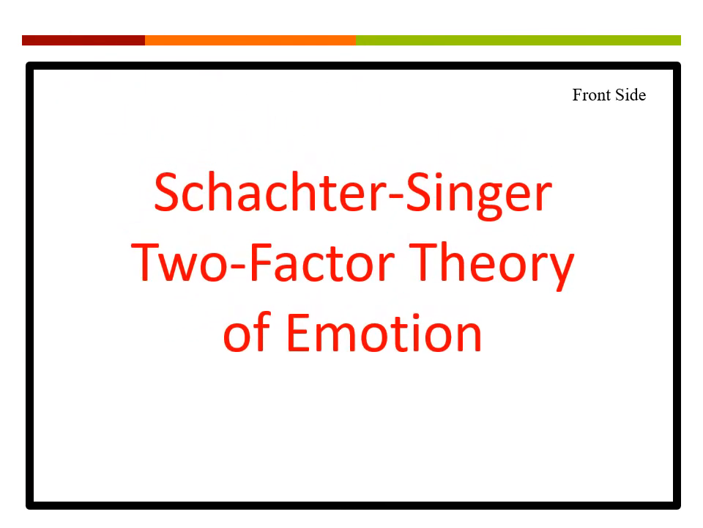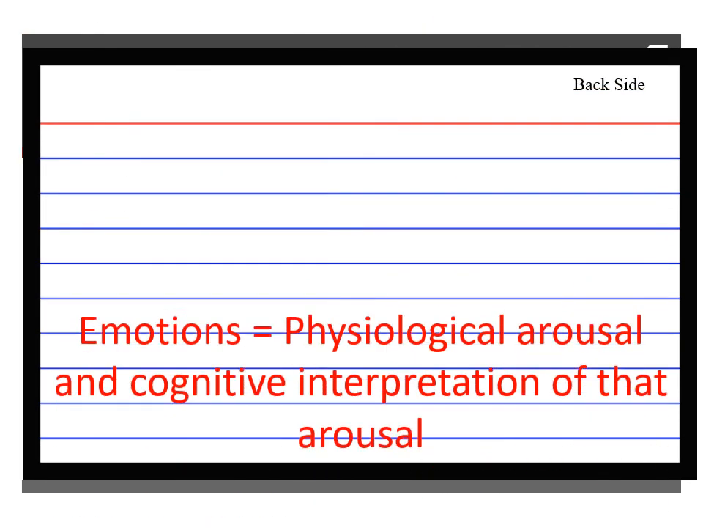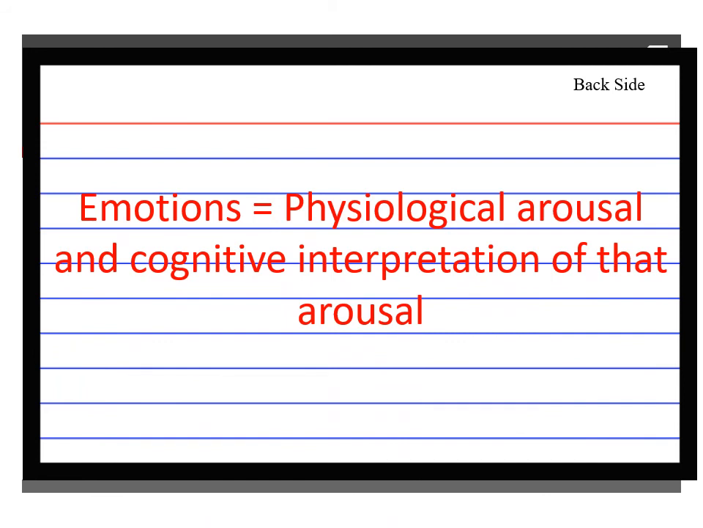All right, on this next one rather, this is the Schachter-Singer two-factor theory of emotion. And that is physiological arousal and cognitive interpretation of that arousal.